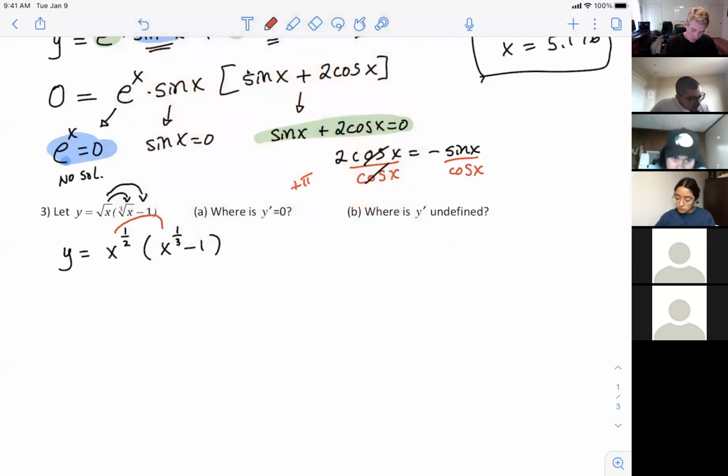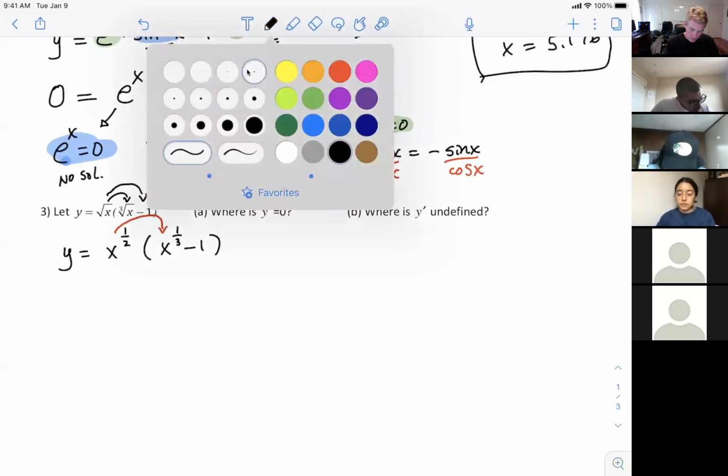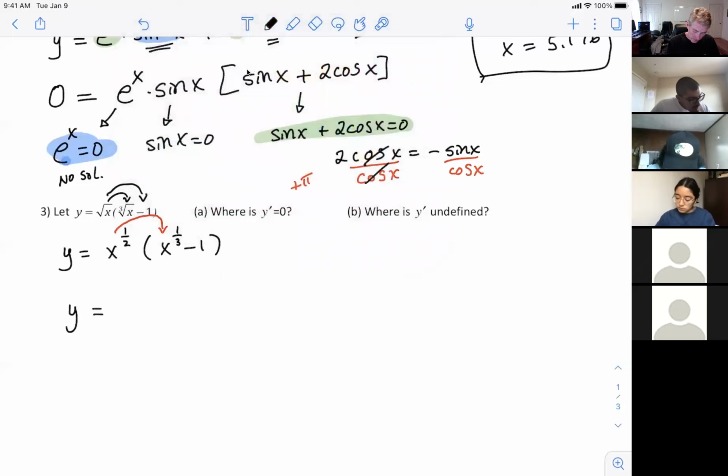So then when I distribute, there's going to be x to the half times x to the 1/3. And when the bases are the same, then you add the exponents. So it's going to be x to the half plus 1/3, and then distribute the x to the half over here to the -1. So that's going to be negative x to the half. So how much is a half plus 1/3?